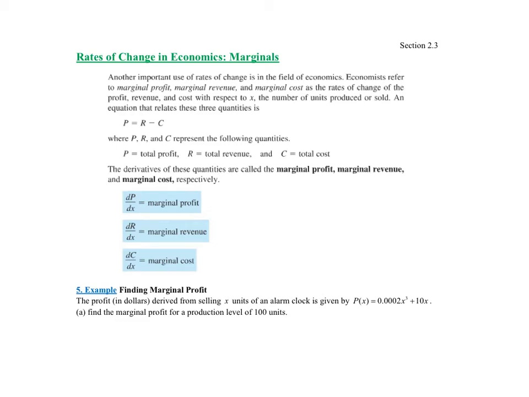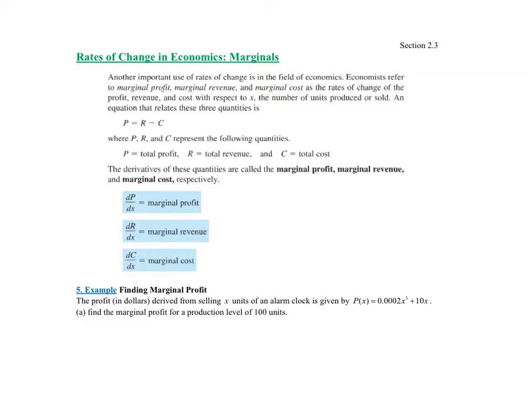Beyond instantaneous velocity, what are some of the other applications we can have? Well, one of the huge things in the business world and economics is rates of change. Rates of change in economics are called marginals. Economists refer to marginal profit, marginal revenue, and marginal cost as the rates of change of profit, revenue, and cost with respect to X, the number of units produced or sold.